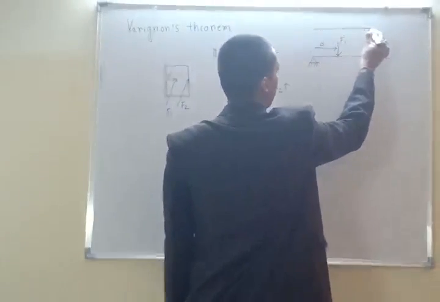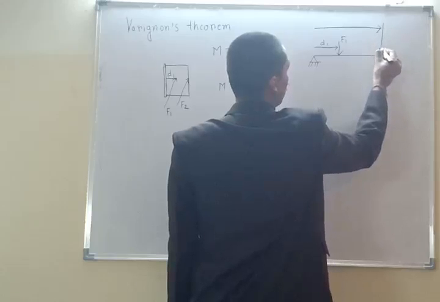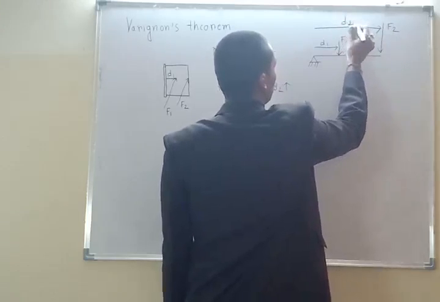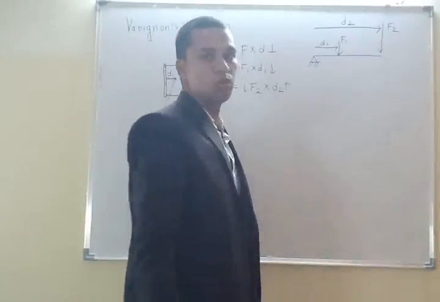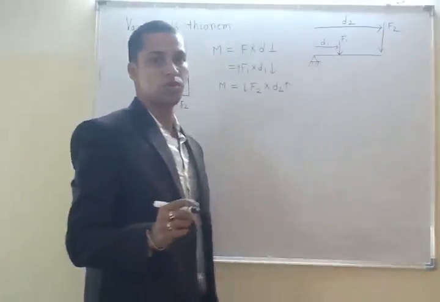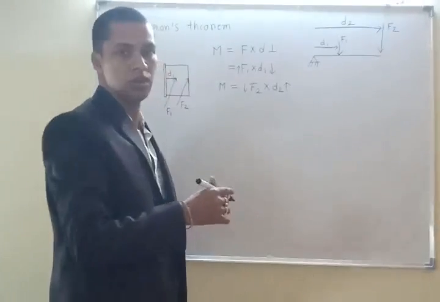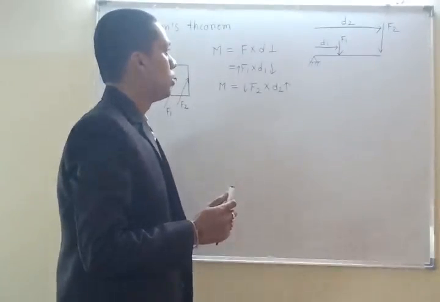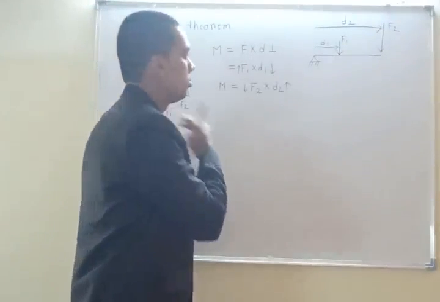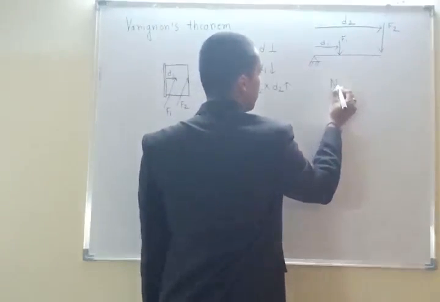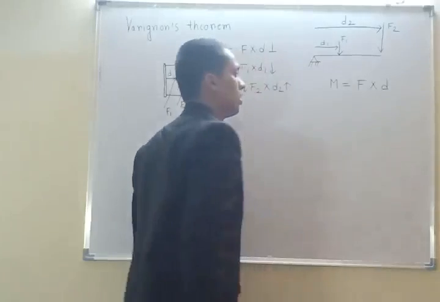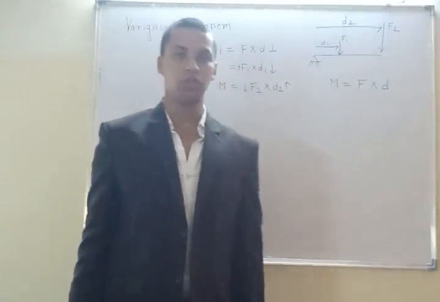Where if I put the force in here, F2, and this one is D2, then D2 is much more, then F2 has got to be small. It means with a small amount of force we can rotate these things. So we can rotate this thing with a small amount of force because the distance is increasing. So moment is actually the product of force and perpendicular distance. Okay, so moment is actually this one.